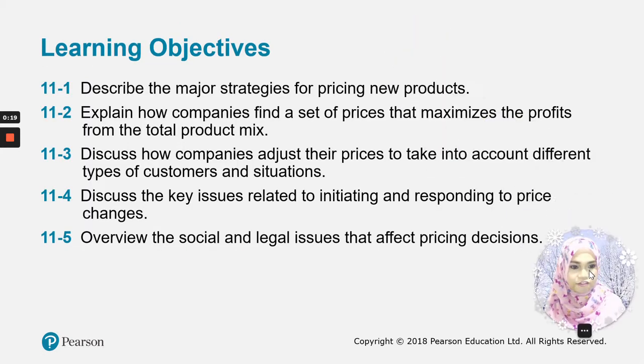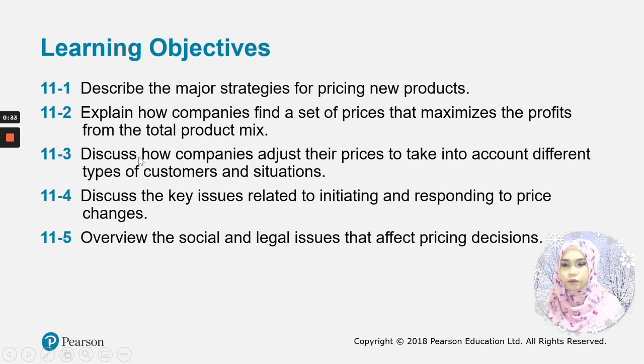So there are 5 objectives here. The first one is to describe the major strategies for pricing new products. Explain how companies will find a set of prices that maximizes the profits from the total product mix. And then we're going to also discuss how companies adjust their prices to take into account different types of customers and situations. Number 4, to discuss the key issues related to initiating and responding to price changes. And lastly, the overview of the social and legal issues that affect pricing decisions.